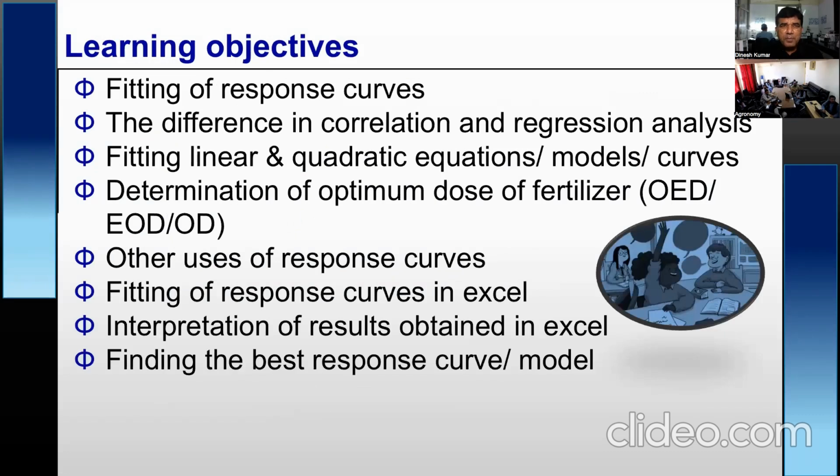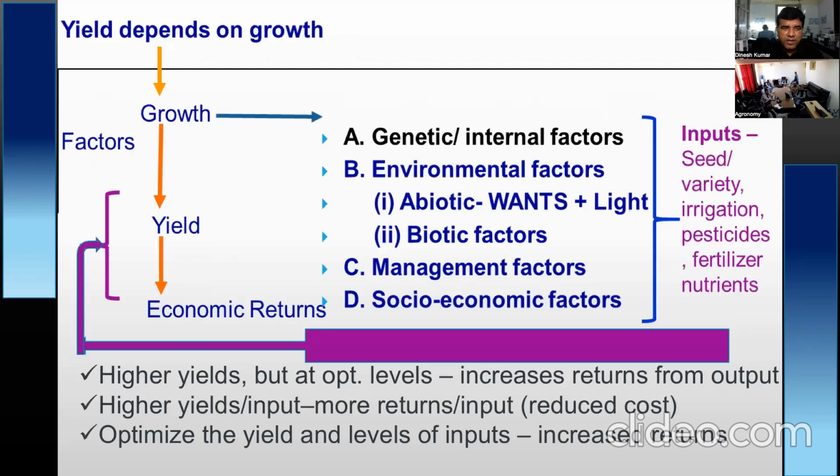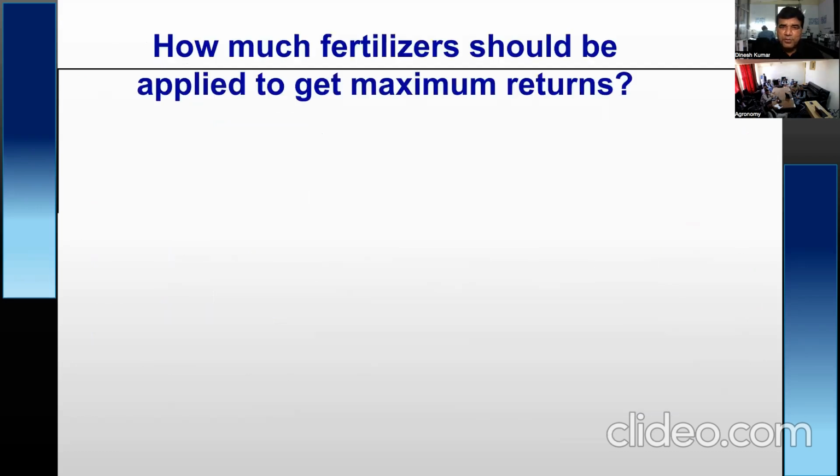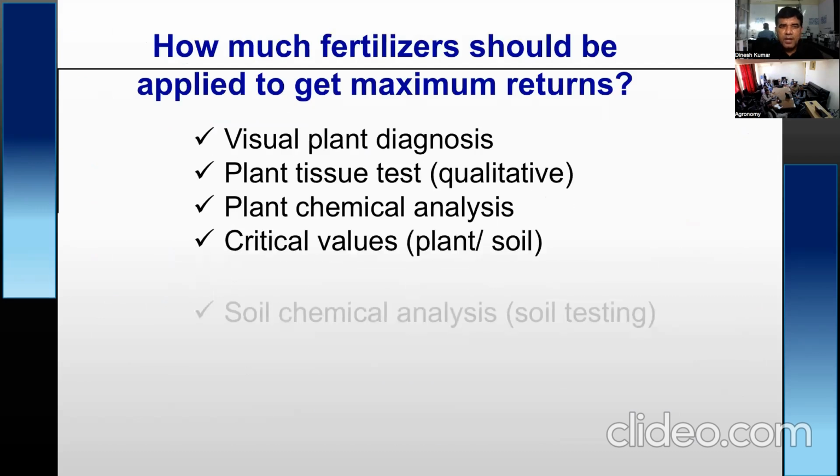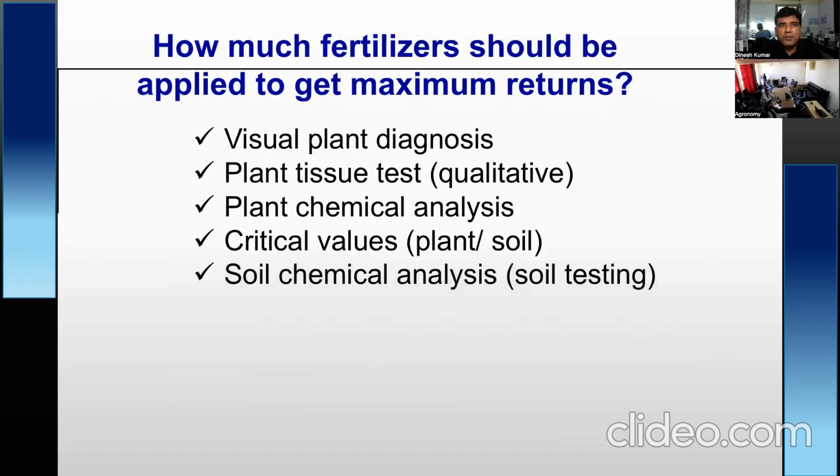And I told you the main purpose of all these lectures is to optimize the use of resources, whether it is irrigation, whether it is herbicide or farm machinery, or whether it is fertilizer. So in this case, we restrict our discussion mostly to fertilizers. And you know, fertilizers supply nutrients to the crop. And I have already told you what should be the strategy to supply optimum doses of fertilizer.